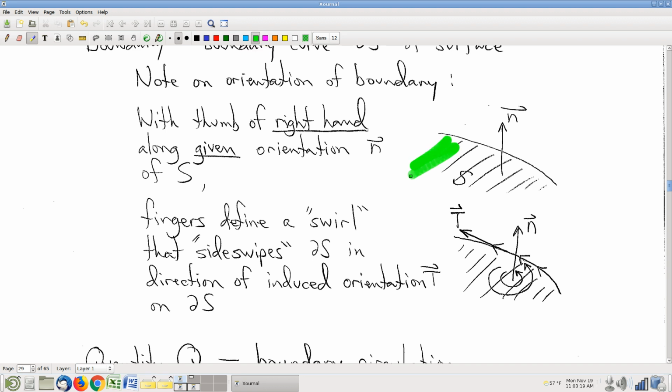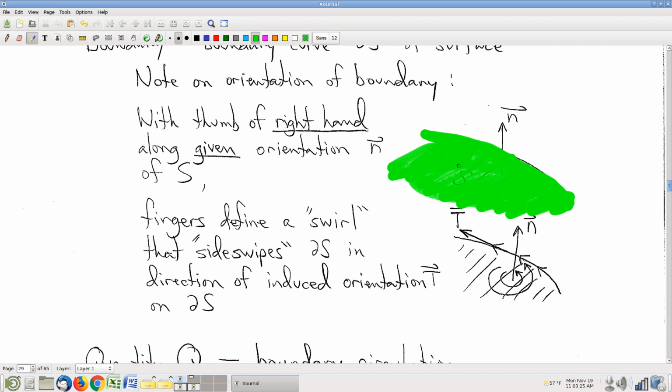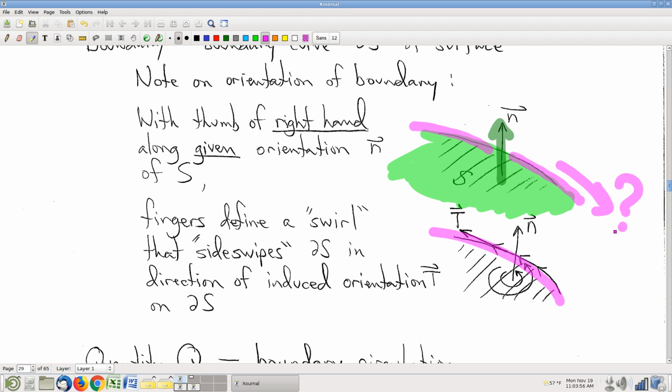Okay, so here's the rule. If you have a surface. Now, by the way, this is not just some surface. This is an oriented surface. So the surface has to come with an orientation. Arbitrarily, I'm going to say this one's oriented up. An oriented surface. Okay. How do I tell what the proper orientation is on the boundary curve? Here's the boundary curve. Should I go that way, or should I go that way? And the answer is as follows.